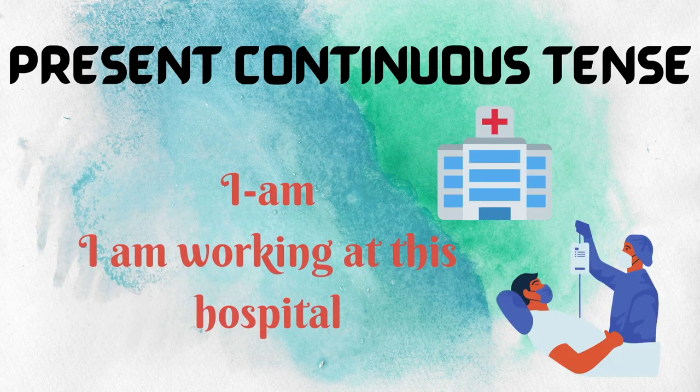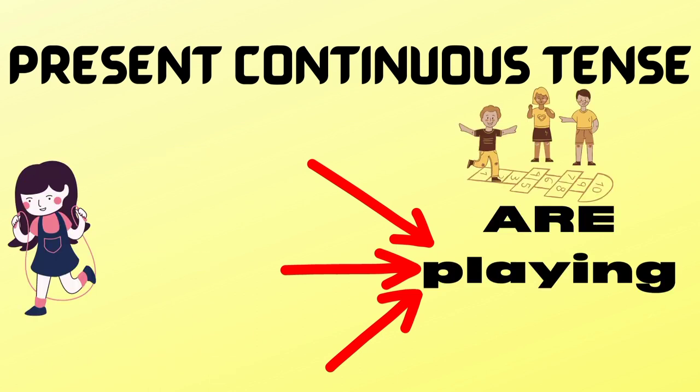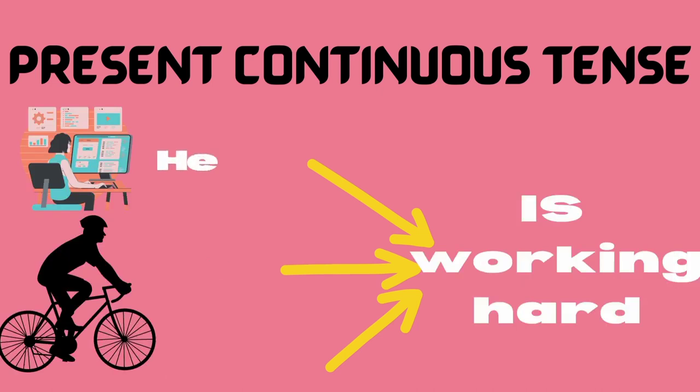And now present continuous tense, it is temporary, that we are using this tense at this time. The formula of this tense is subject plus is, am, are, plus first form of the verb plus ing. We use am with I, and it will be I'm working at this hospital. Then for you, we and they, we use are. You are playing, they are playing, we are playing.